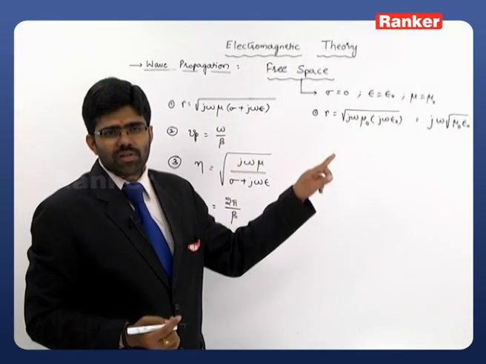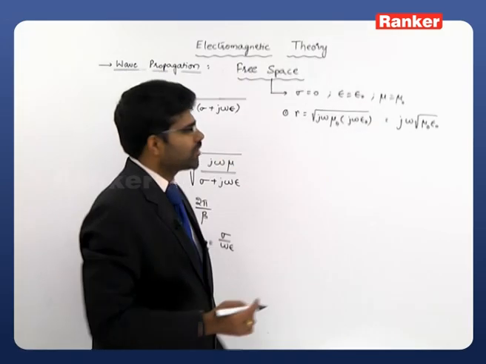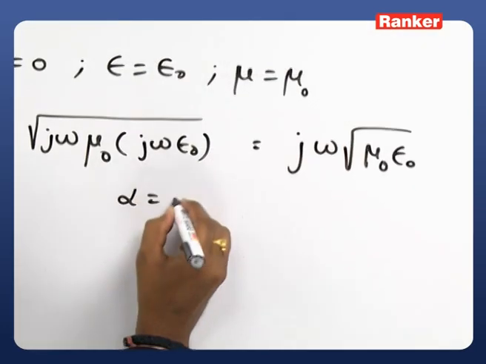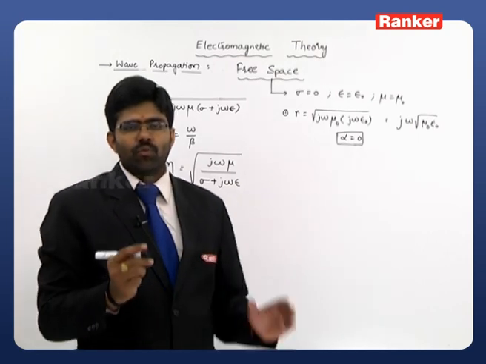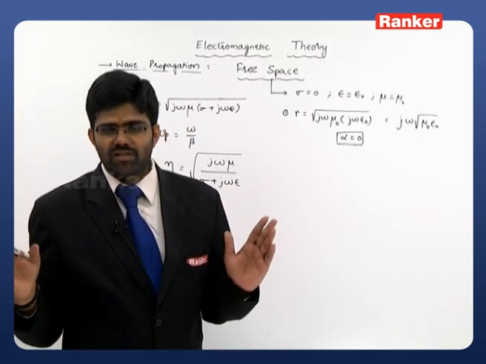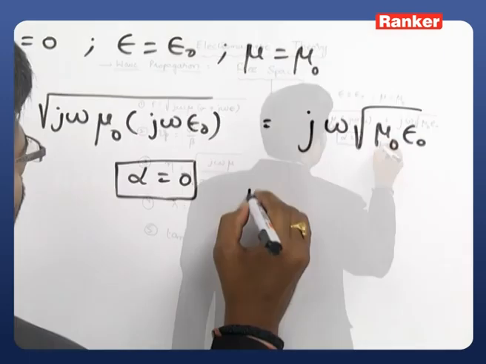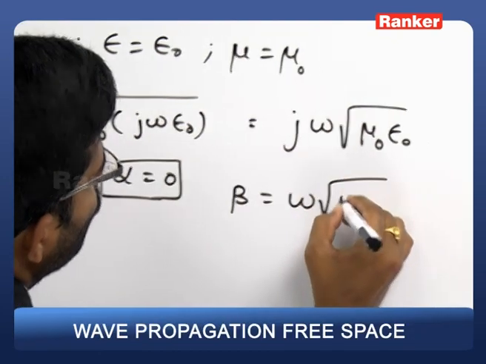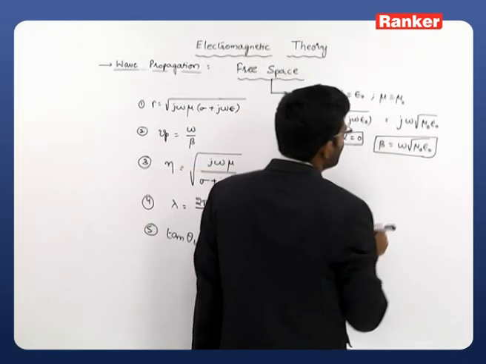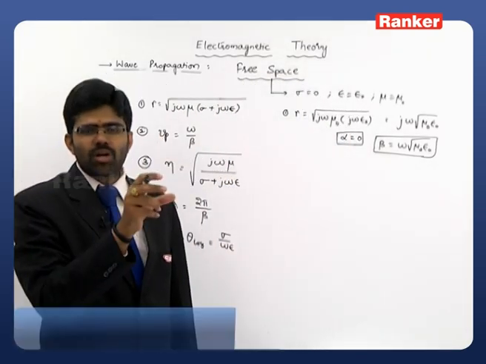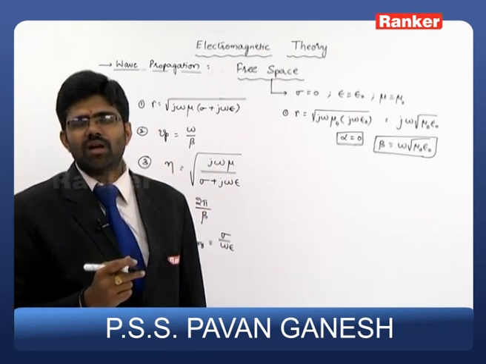So clearly observe that particular quantity. That quantity is only an imaginary quantity, there is no real term in this one. Therefore we can write alpha is equal to 0. Since there is no real term, alpha is equal to 0. In an ideal condition, the wave will go for an infinite distance without attenuation in free space. Remember that point. And what is beta? Beta is equal to omega under root mu naught epsilon naught. Here this mu naught and epsilon naught both are constants. So if you substitute mu naught and epsilon naught, and if you calculate that particular term, that is equal to 1 by c. That's nothing but the velocity of light.